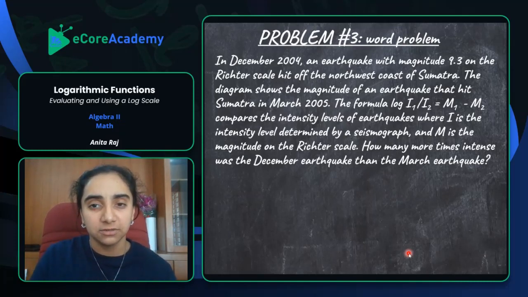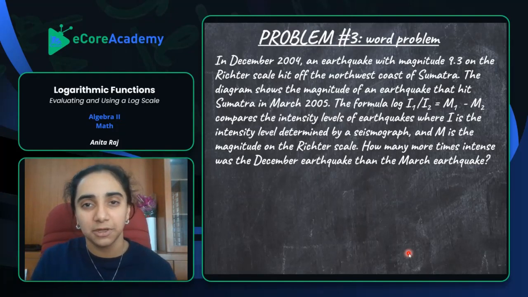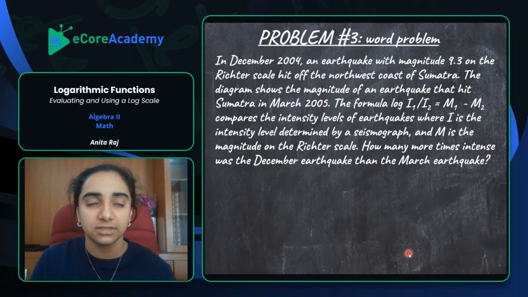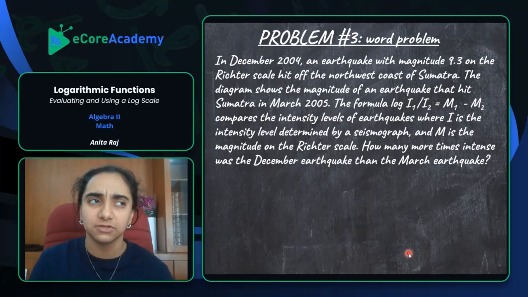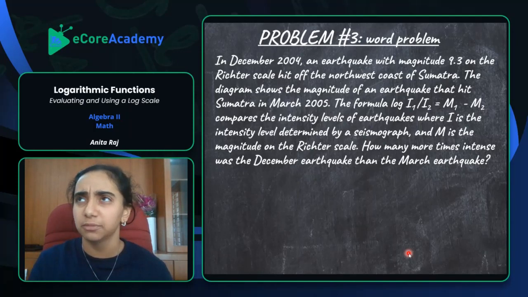In December 2004, so what's this year, 2021, that's about 17 years ago, an earthquake with magnitude 9.3 on the Richter scale hit off of the northwest coast of Sumatra. So that is actually an island in Indonesia. I think it's near the island of Java. It's like west of Java. And then there's like another Malay island. It's somewhere in that area.